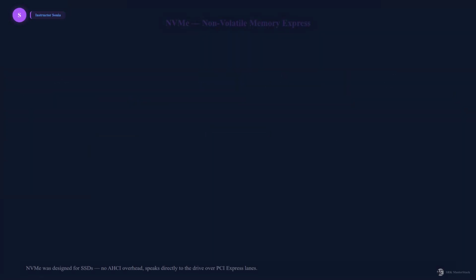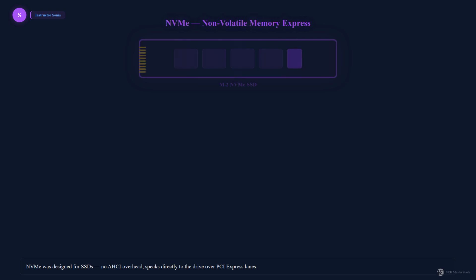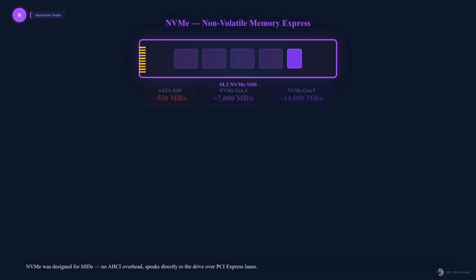And finally, NVMe, Non-Volatile Memory Express. This is the big one. NVMe was designed specifically for SSDs. Instead of using the old AHCI protocol, NVMe speaks directly to the drive over PCI Express lanes. The result? Gen 4 NVMe drives hit 7,000 megabytes per second. That is over 12 times faster than SATA SSDs.